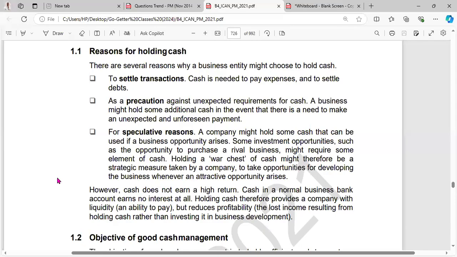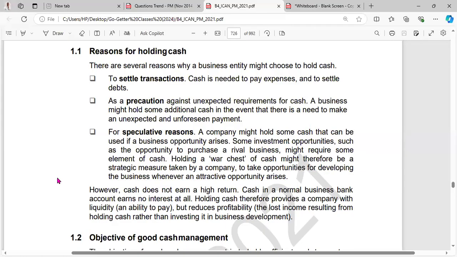So that is some of the reasons. You also want to hold cash because you want to take opportunities that come your way, so that you can get an advantage over your rival. Now, holding cash. Does it cost you to hold cash?